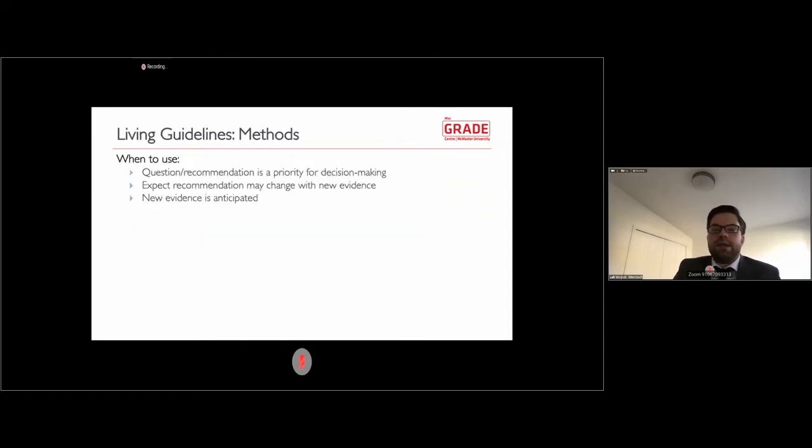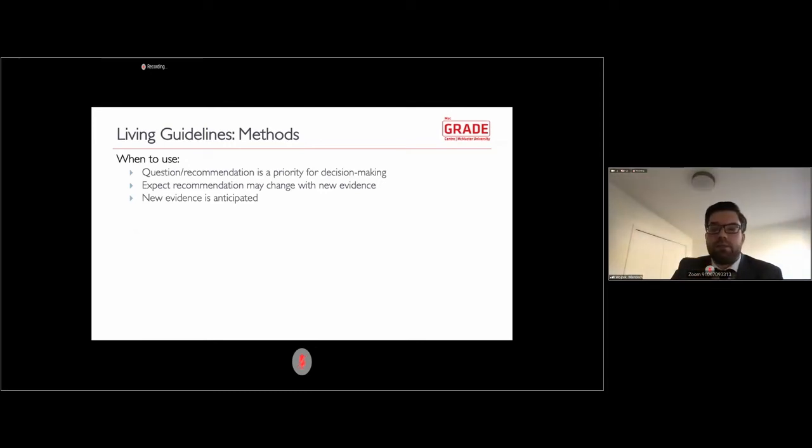So for producing living guidelines, the methodological considerations we need to take into consideration is when to use living guidelines. So for a question, thinking about the question and recommendations that are to be formulated, this needs to be a priority for decision making at this time. We should expect that the recommendations may change with new evidence. That's the main consideration, is we need to make a recommendation now, but we expect that there is new evidence anticipated.